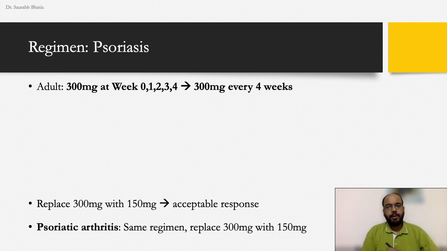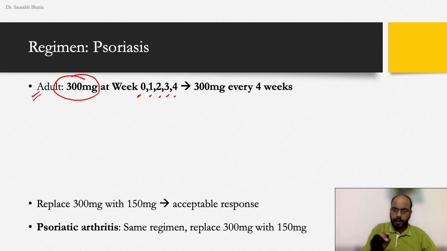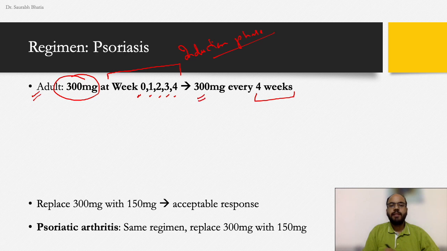After learning about how Secukinumab will act in a patient of psoriasis, we'll now learn what is the regimen to be used in psoriasis. For adults, the dose that has been recommended is 300 mg, which we give at week 0, 1, 2, 3, 4. So we give 5 doses, 1 week apart. This is known as the induction phase of Secukinumab. After giving the induction phase, every 4 weeks we give 300 mg, and this is known as the maintenance phase.